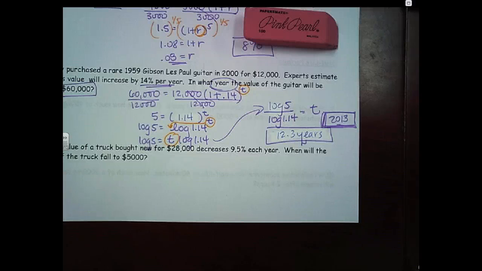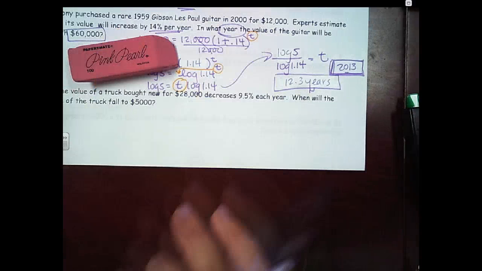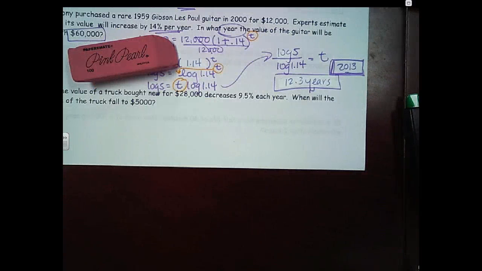All right, number 5. Thank you back there for the help on that one. Okay. The value of a truck bought new for $28,000 decreases 9.5% each year. When will the value of the truck fall to $5,000? So there's another time question. All right, I want to know when it is.